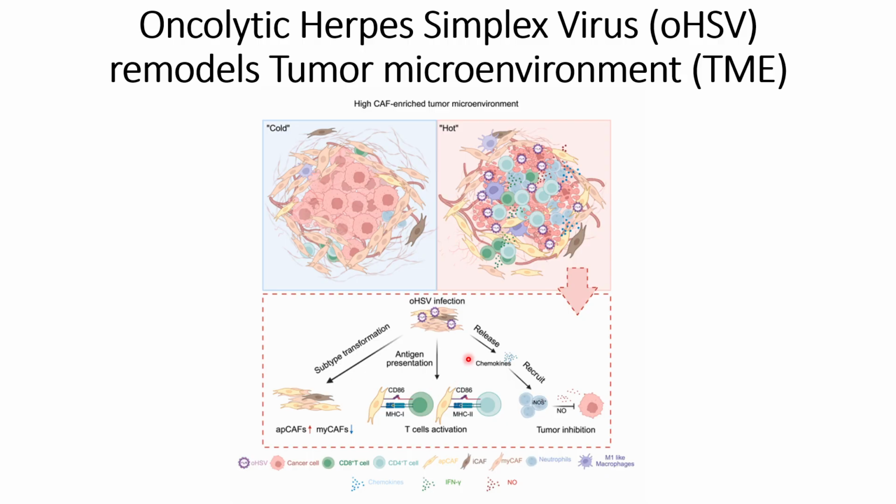On the other hand, because of that subtype transformation, antigen presentation improves, and the immune cells will be able to detect tumor antigens or tumor associated antigens. Thereby it will lead to the release of chemokines and cytokines, which will recruit more macrophages and also neutrophils. Neutrophils, I forgot it before. These macrophages and neutrophils have the ability to release nitric oxide that will help in tumor inhibition. So this is what the abstract says.